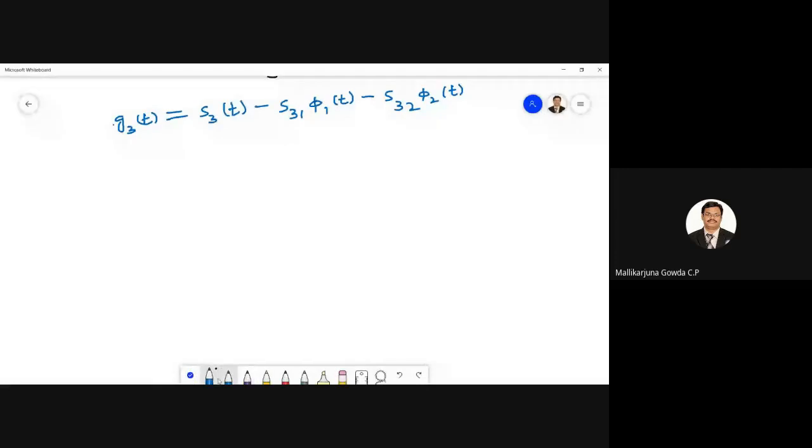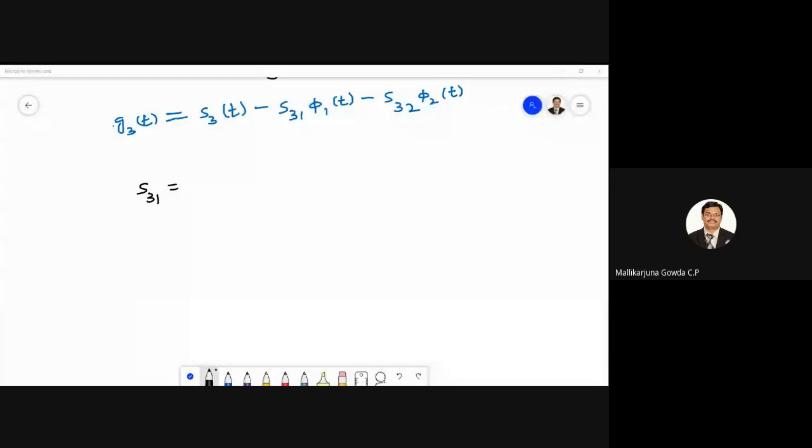Ananta, can you say what is the expression for finding S31? How do I find S31? My next task is to find out S31. Ananta, putting a message will not help now. I'm asking you to respond. I'm asking you to tell what is the expression for S31.